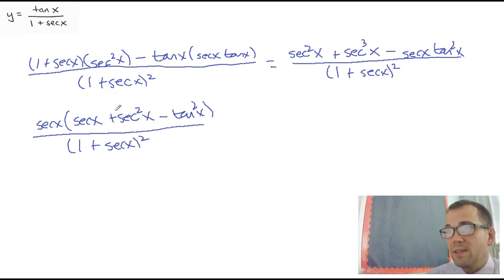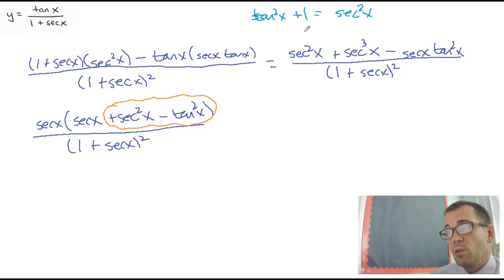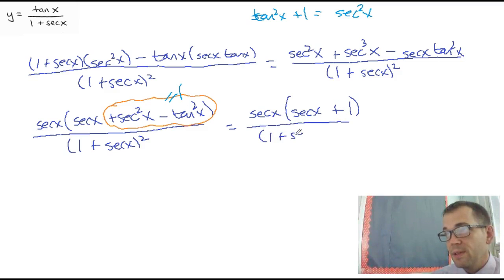However, I'm kind of looking at this guy, and it's kind of stirring a memory. The memory it's stirring is the one that says that tangent squared x plus 1 equals secant squared x, which would mean if I were to take secant squared and subtract tangent squared, I'd have just 1. So this guy equals 1. So now we're going to have this secant of x that's just sitting out here, plus this guy all becomes 1, so plus 1, all over 1 plus secant of x squared.